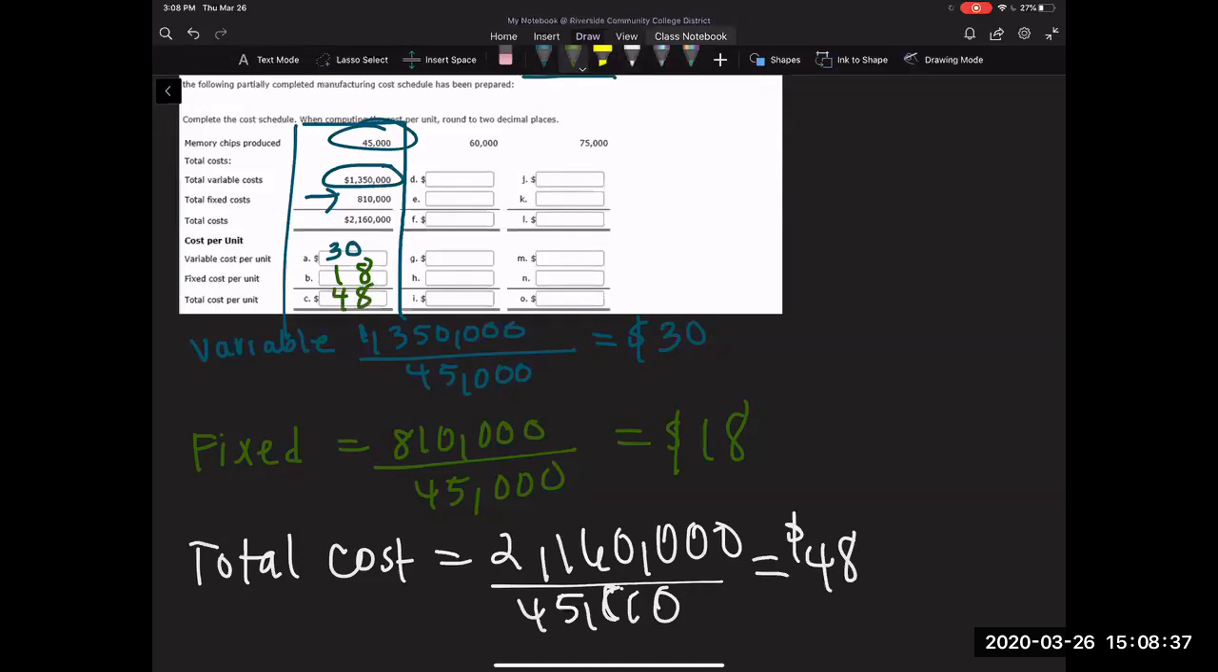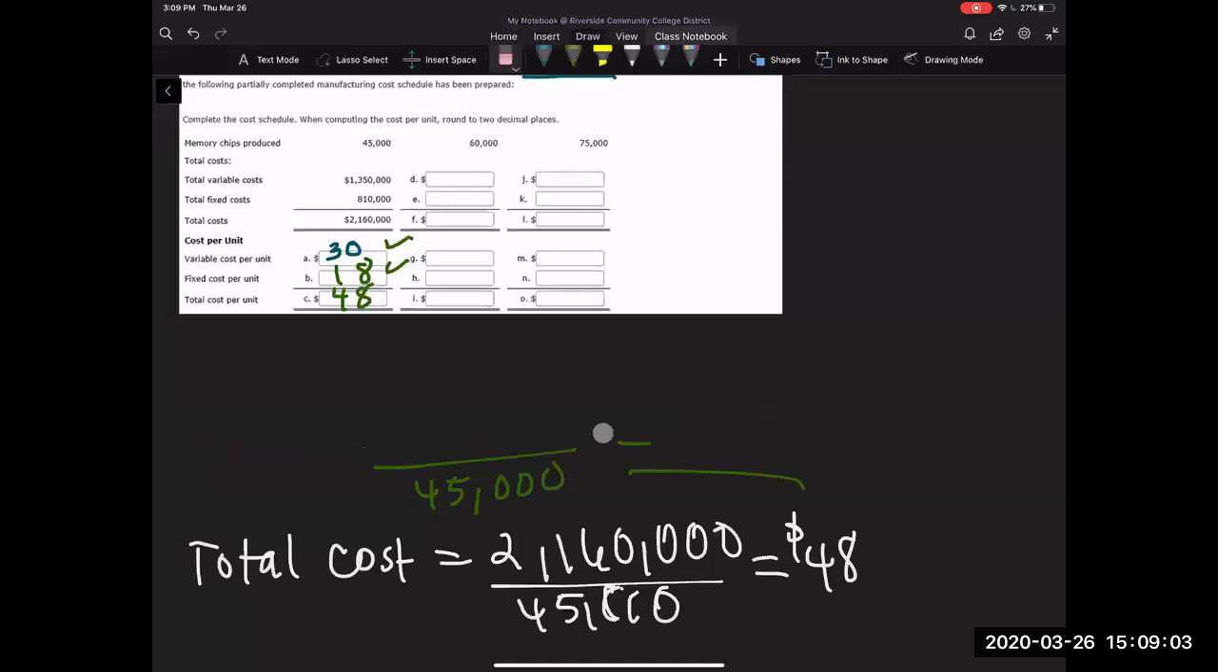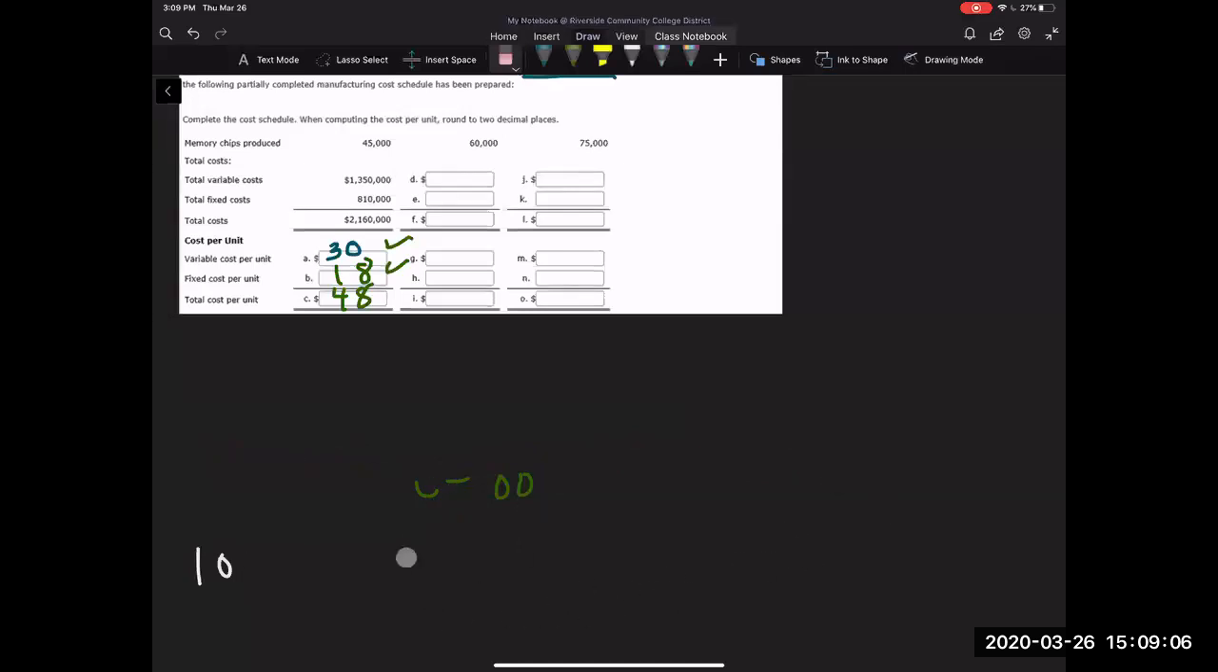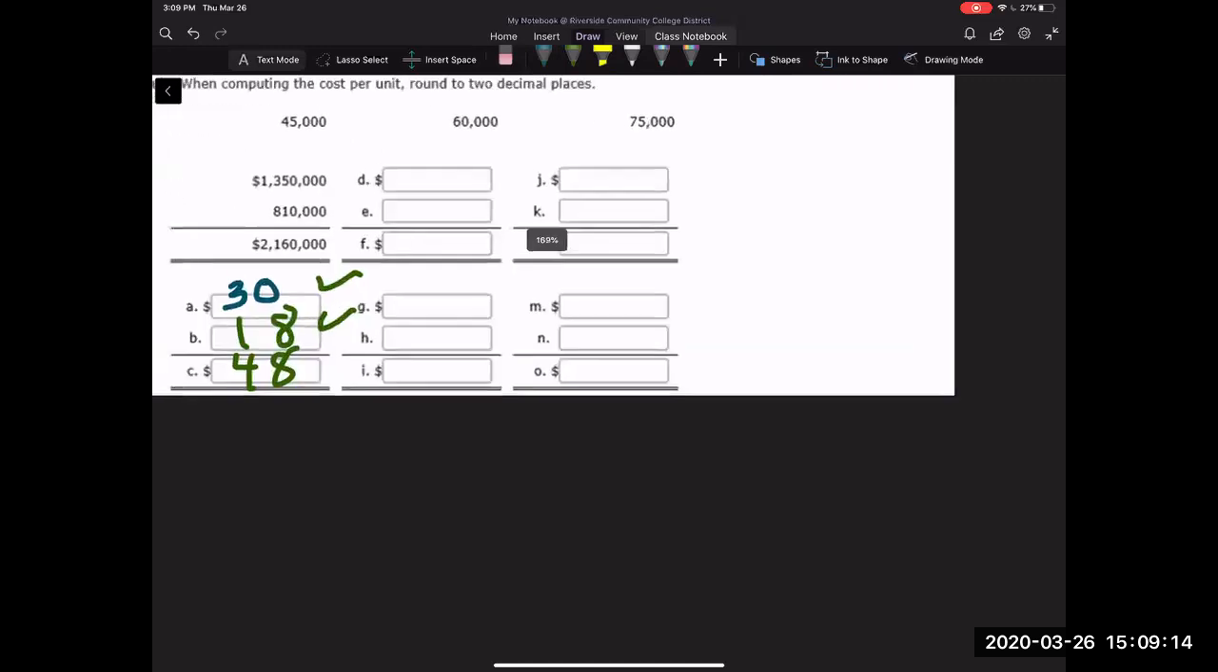Or another way I could have done it was to add my variable cost plus my fixed cost. My 30 plus my 18 will equal my total cost of $48, okay? Hopefully that made sense to you. I am going to erase this, and then I am going to do the middle column for you guys. Moving on, now we're going to look at producing 60,000 units, okay?